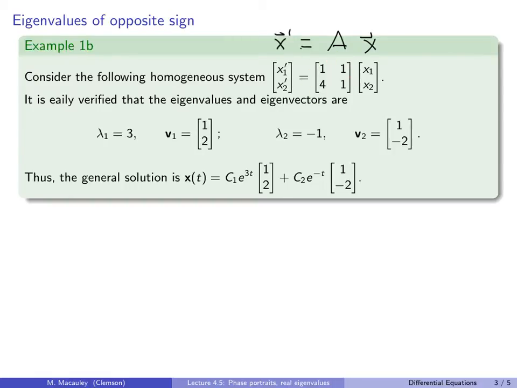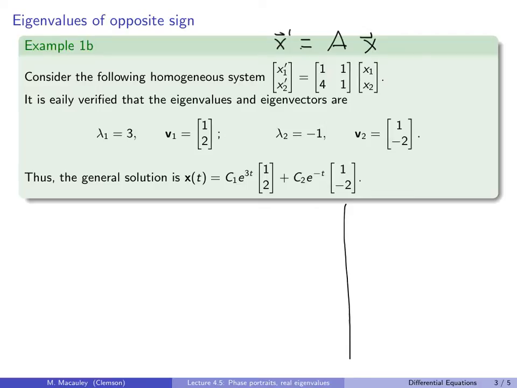So we've computed the eigenvalues and eigenvectors of this matrix before. And if you recall, they are these things right here. So we have one positive and one negative. Regardless, because we have two eigenvalues and two eigenvectors, we have the general solution. It's c1 e to the 3t times the first eigenvector plus c2 e to the lambda 2 t times the second eigenvector. So let's plot the phase portrait.